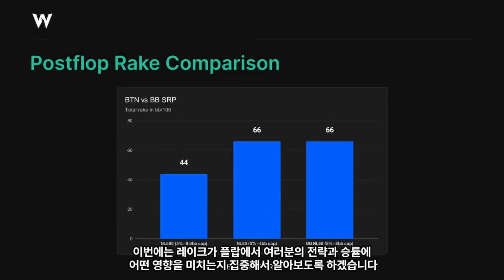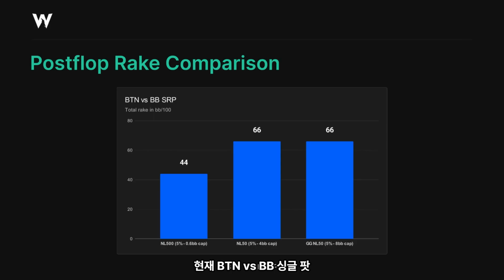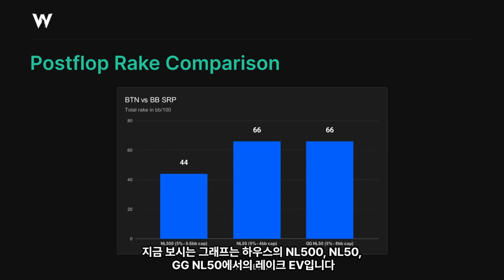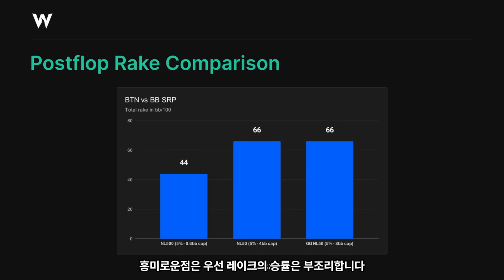Going forward, I'm going to concentrate on how rake affects your strategy and win rate post-flop. Here we see a button versus big blind single raised pot, and I've graphed the rake's EV, the expected value of the house, at NL 500, NL 50, and GG NL 50 as a higher cap. We'll notice something interesting here.